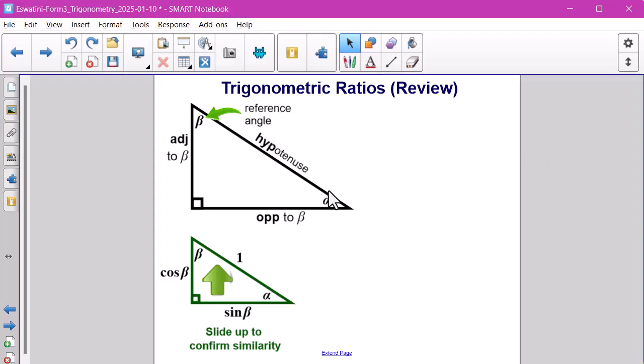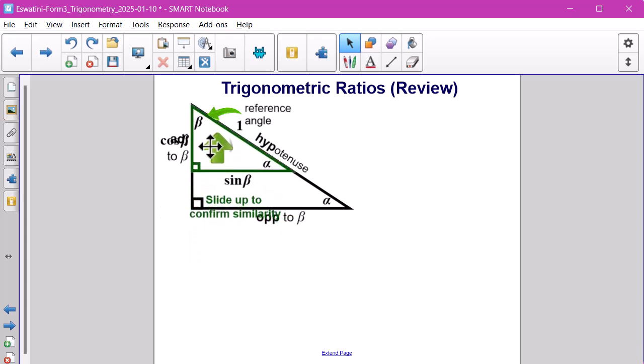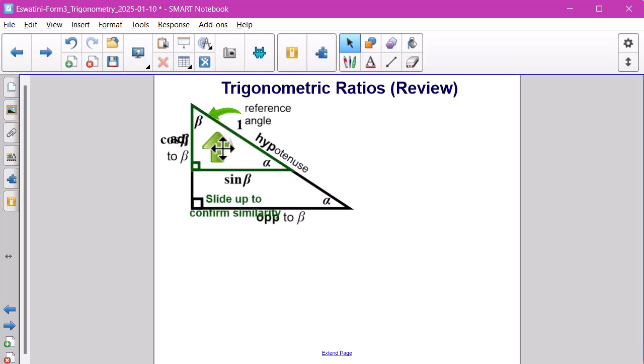If we change our reference angle from alpha, which is down here in the lower right-hand corner, to beta in this upper left-hand corner, we can also show that these two triangles are similar. Because if I overlap them, we can see the betas match up and they both have a right angle at the one corner. So again, we have similar triangles in relation to the angle beta.